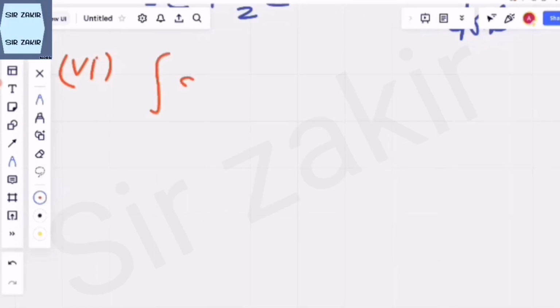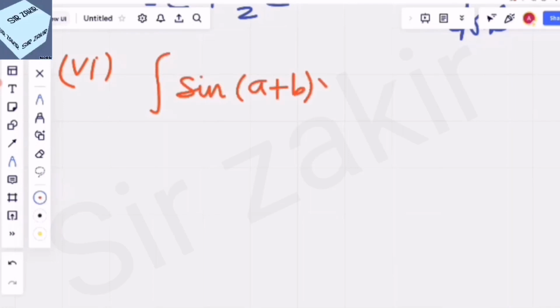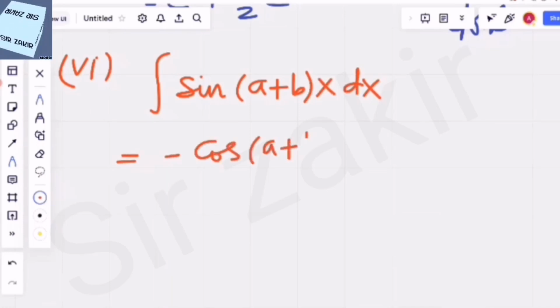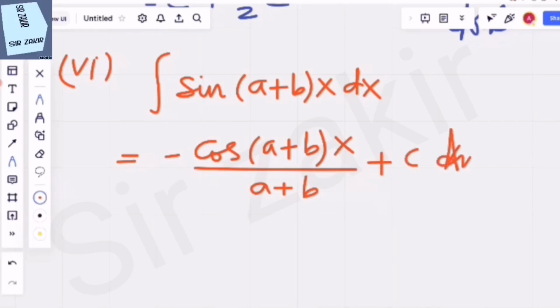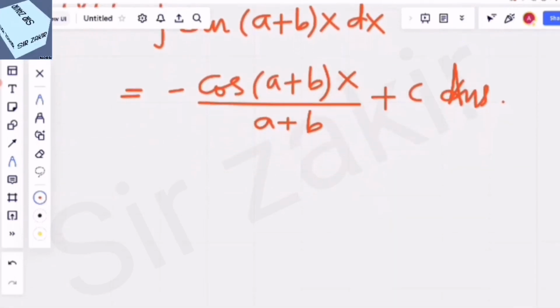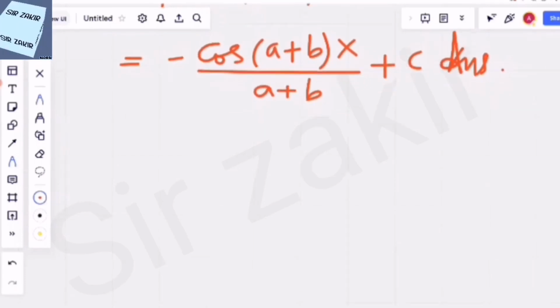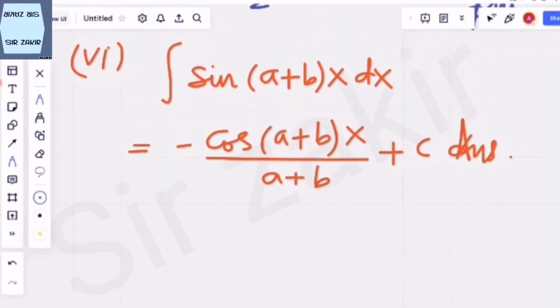What is part 6? Part 6 is sin(a + bx) dx. Integration of sine is minus cos with the same angle a + bx, divided by the derivative of the angle. The derivative of the angle is b. Plus c. So it is a single step integration. It's completed.